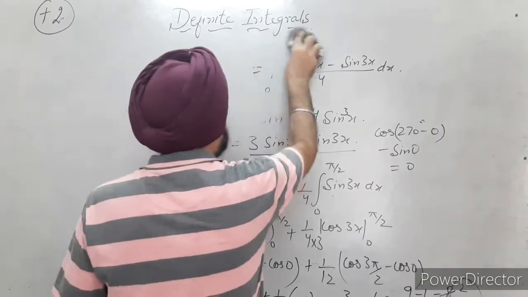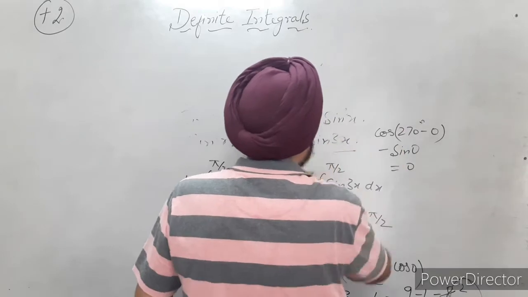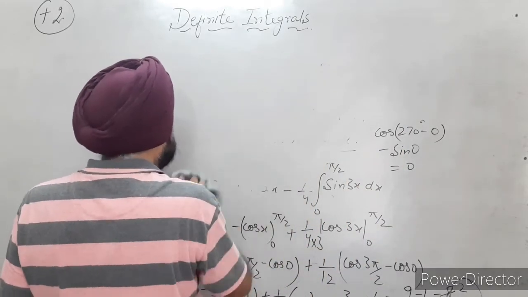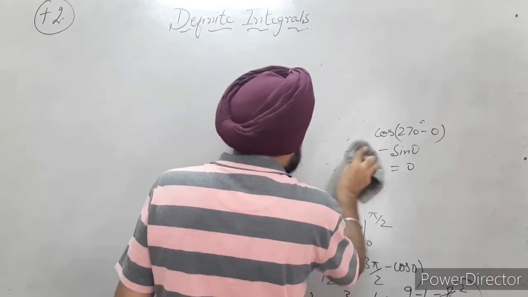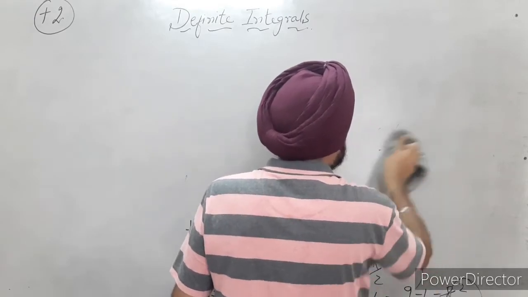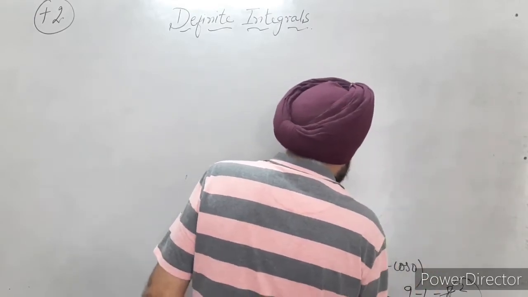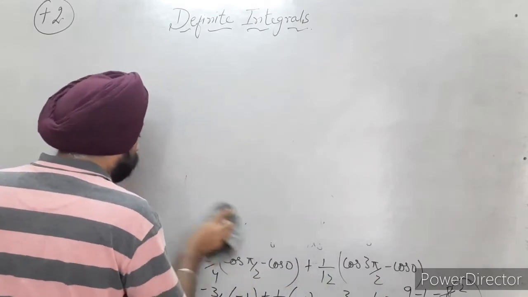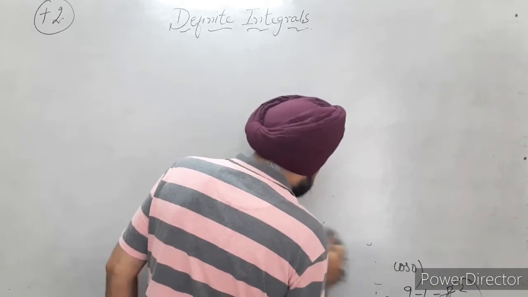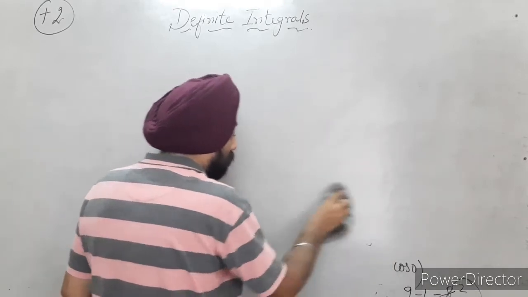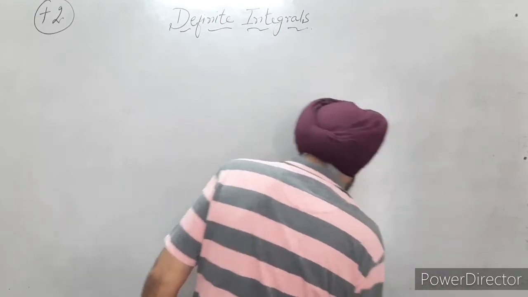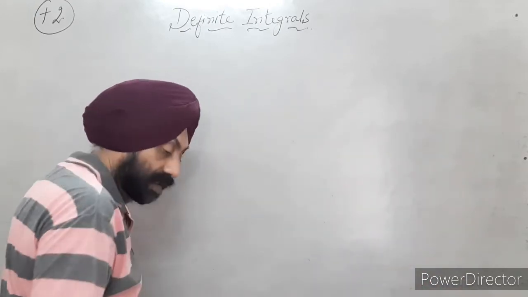Next question from this topic. The first exercise of this topic, or the numerical problems, are the same as what we did in indefinite integral. They are just to put the values of the limits, the upper limit and the lower limit. Only this is an additional thing in these questions.